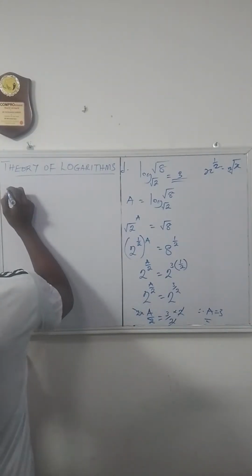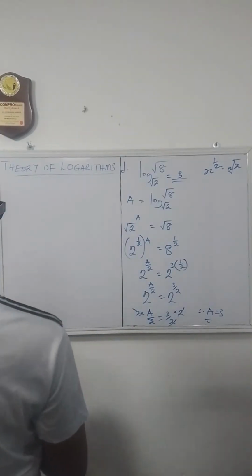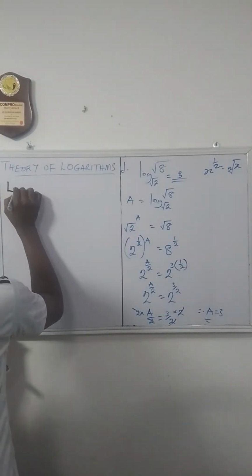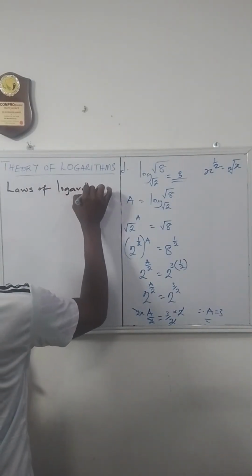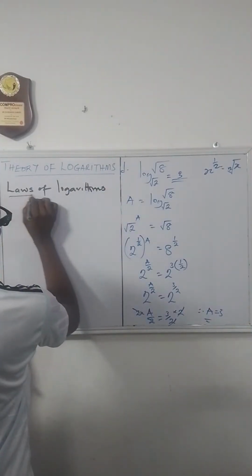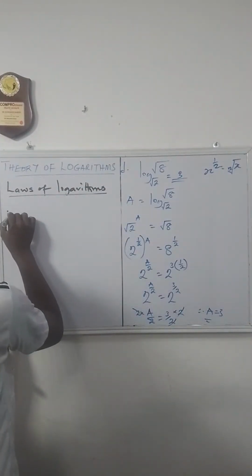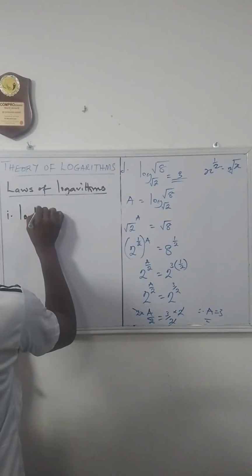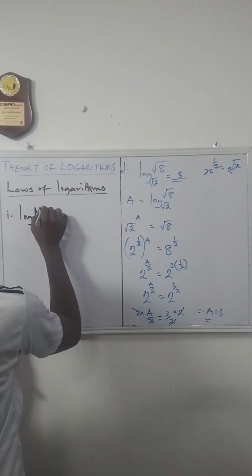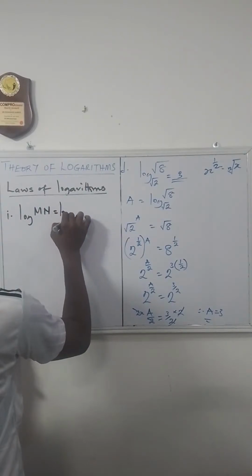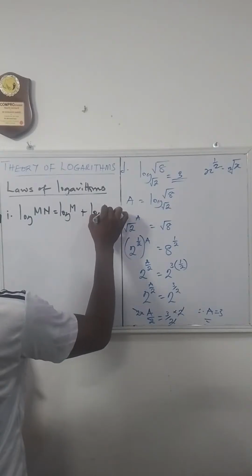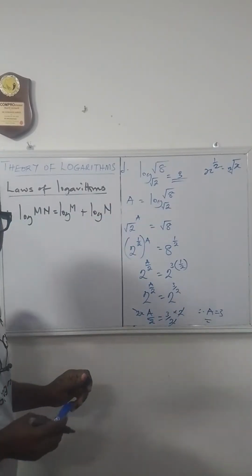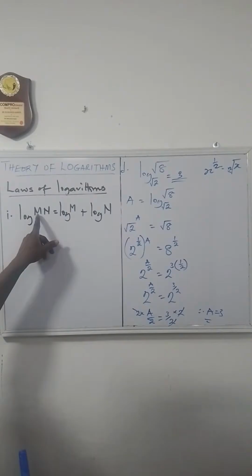Now let me start with the first one, laws of logarithms. Okay, so the first one, we have log of m times n is the same thing as log of m plus log of n. All right. Now, this is log m times n.